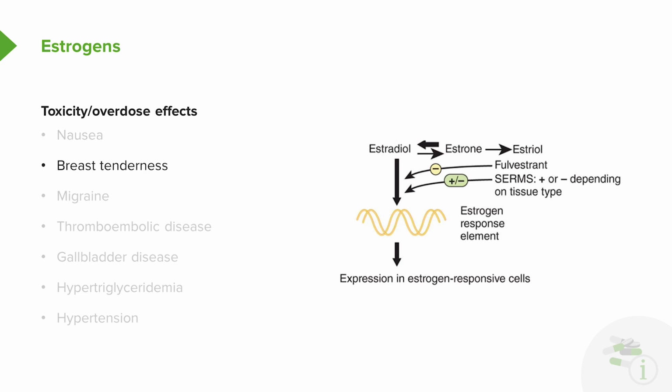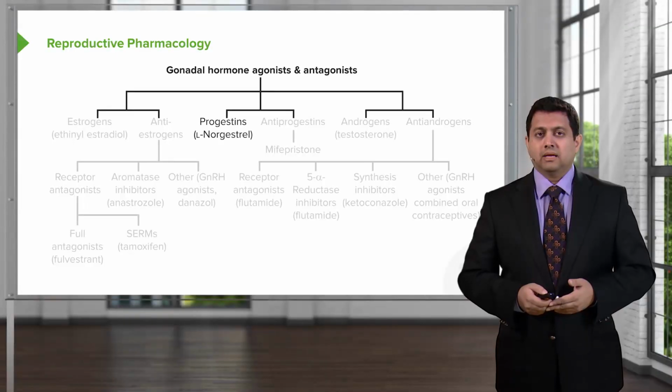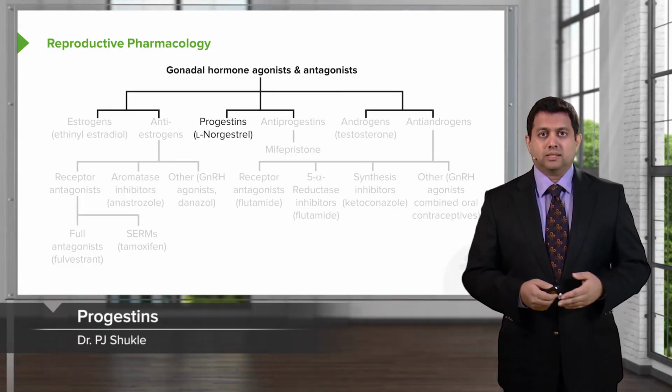Breast tenderness is certainly present in these patients. They can develop migraines. The grave concern that we all have is thromboembolic disease, because remember, estrogens can be procoagulant. There are theoretical and sometimes documented cases of gallbladder disease, hypertriglyceridemia, and an exacerbation of hypertension. Let's move on to the progestins.